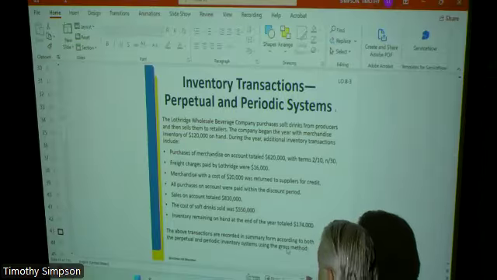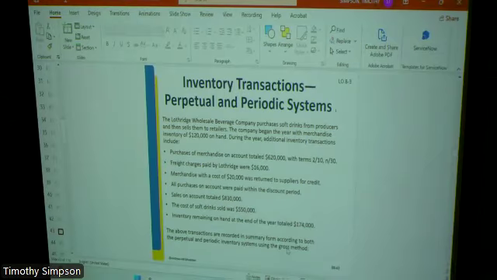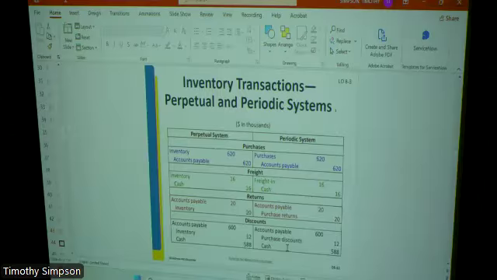So they're done according to both the perpetual and periodic system using the inventory method. So what are we going to do with this, right? We get this information here, but what is it we're going to do? So we're going to compare side by side what's going on here.